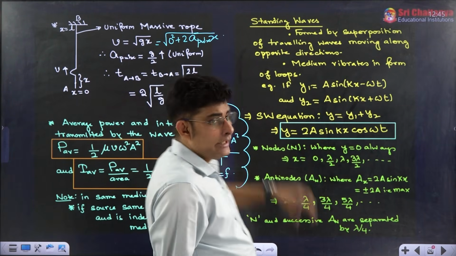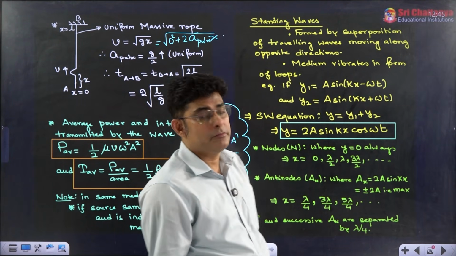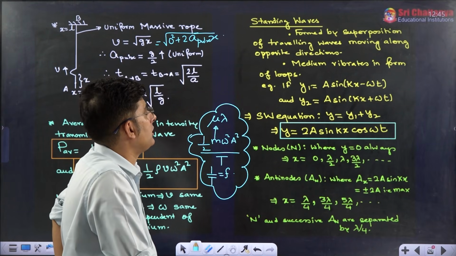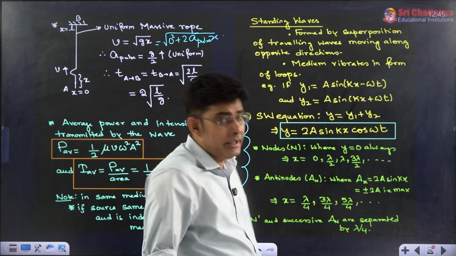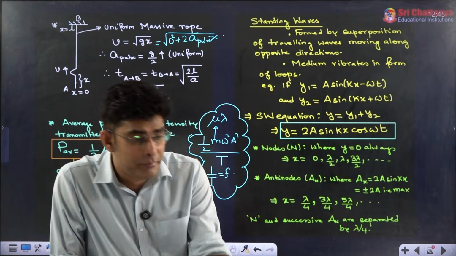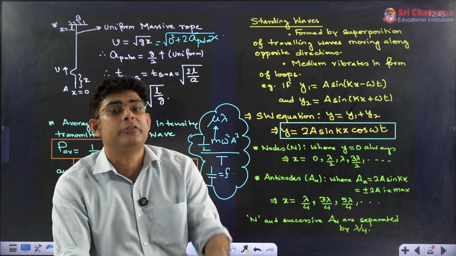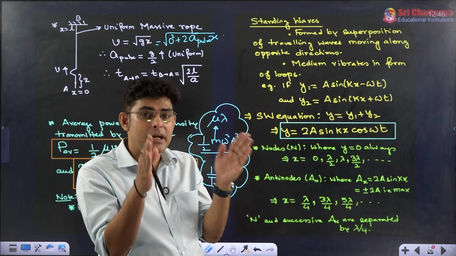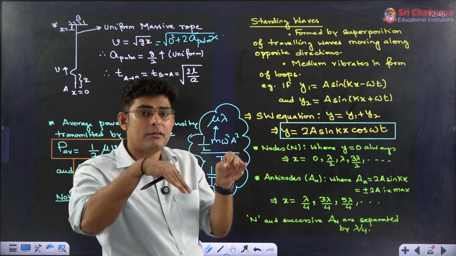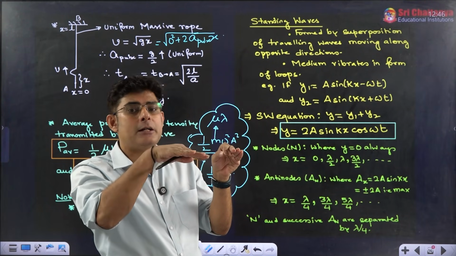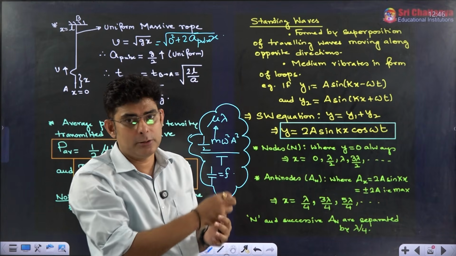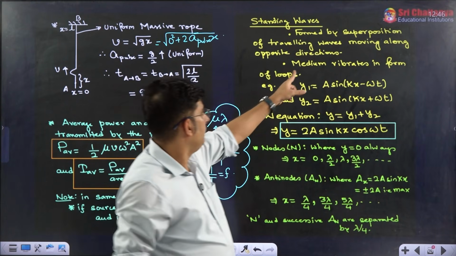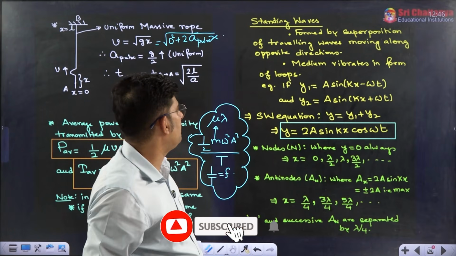Next, we have standing waves. Whenever we have traveling waves which are moving along opposite direction, their superposition will give you what is called a standing wave, in which what happens, every point of the medium does not vibrate. There are certain points which don't vibrate at all. That means the medium gets divided into segments or loops, and vibrations of each loop will be confined in that loop only. It will not be able to cross that loop and go ahead. So that's why it is the name standing wave. Medium vibrates in the form of loops.